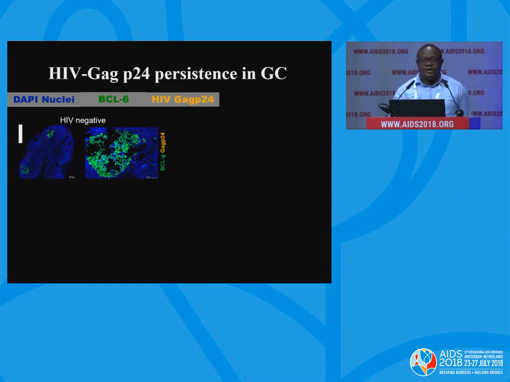And here you can see just a negative control. We have a lymph node section here, and then we zoom in on a germinal center, and the Gag p24 is stained in yellow, and you cannot see any yellow staining there.